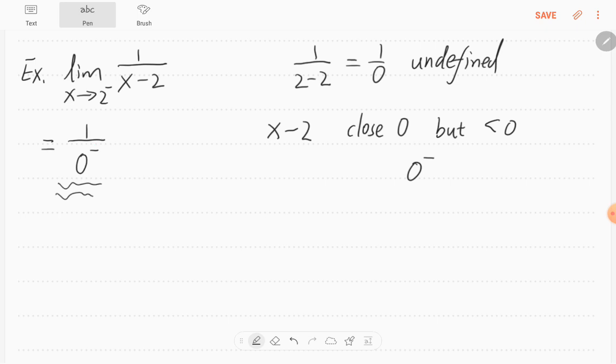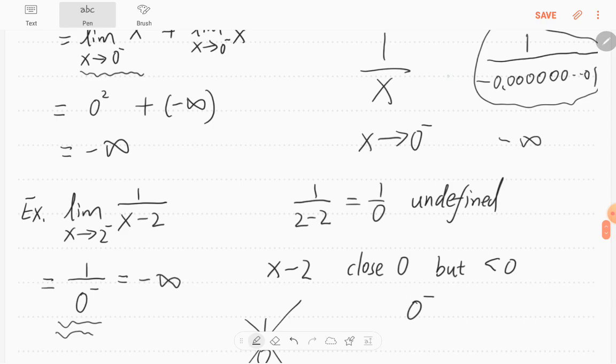So I will not write it as 1 over 0, because that is undefined. But it's 0 minus, which is not 0; it's close to 0, but a negative number. So it would be negative infinity, which is the answer in this case.